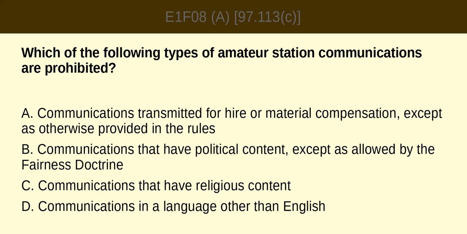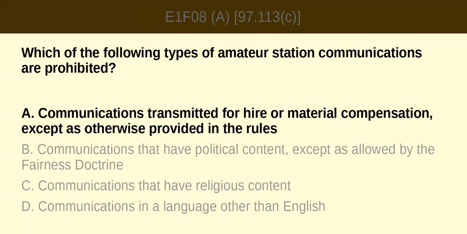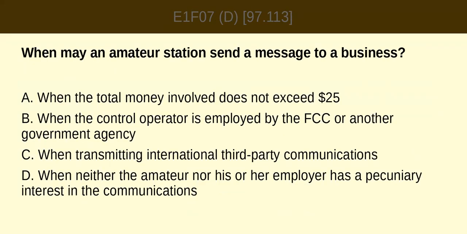So which of the following types of amateur station communications are prohibited? Yeah, because you can talk in other than English. In Latin works. Yeah. You can talk about religion, you can talk about politics. You can't do money, and you can't do hidden stuff, business stuff. Which of the following types of amateur station communications are prohibited? Transmitted for hire or material compensation. When may an amateur station send a message to a business? Delta.